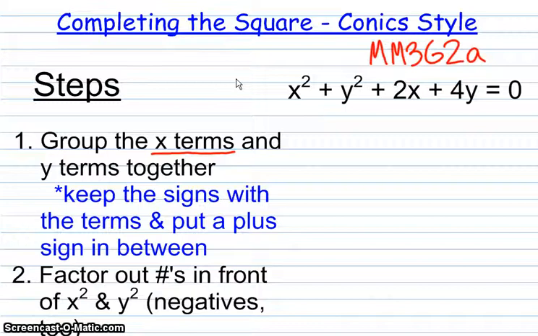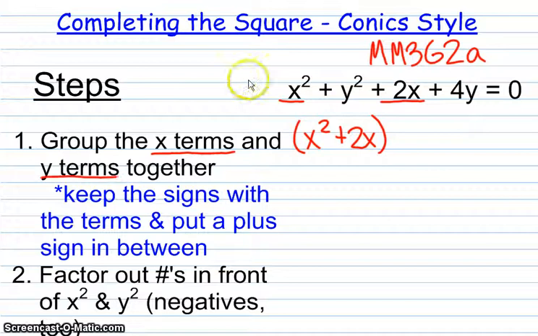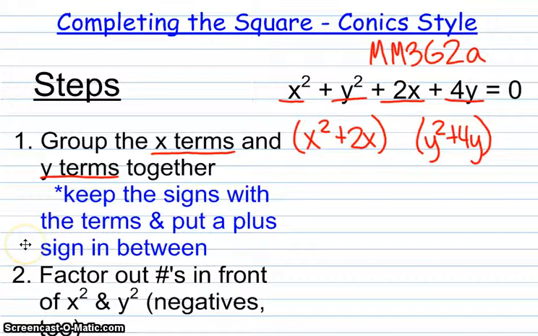The first thing we have to do, just like we did, is some grouping. Group our x terms together in the first set of parentheses and group our y's together in the second. Once we have that done, we need to keep the signs with the terms and put a plus sign in between them, because we're still talking about a function here, and we can't forget our 0.